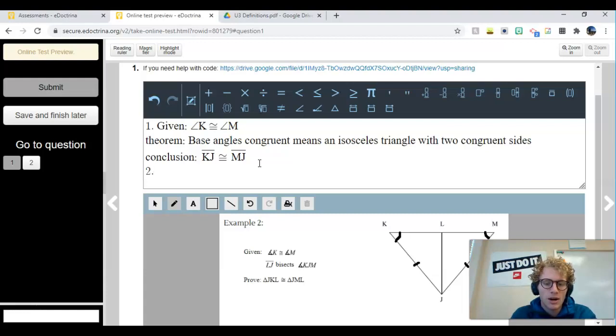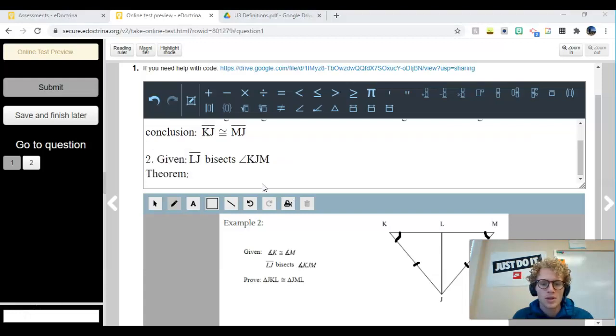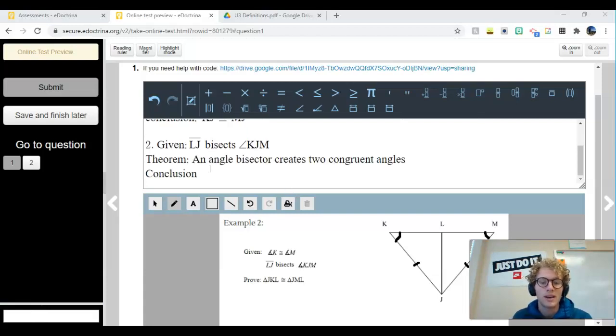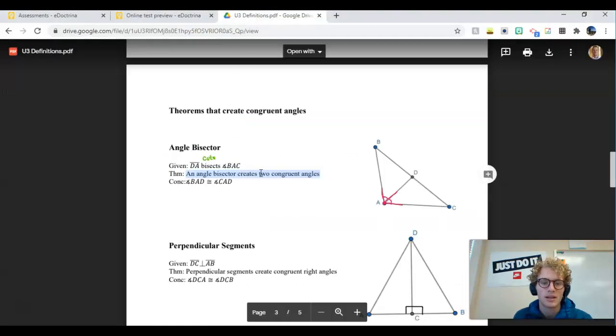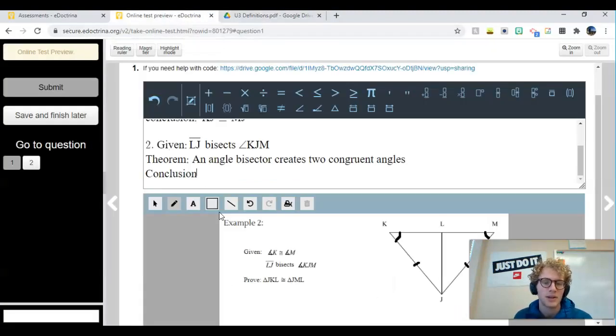Our next given is that LJ bisects angle KJM. So I see that LJ is a segment and it is bisecting this angle. So I've got an angle bisector. You should pause the video and go to the definition sheet and find the theorem that goes along with an angle bisector and see if yours matches mine. So there is what your theorem should have said. It is right here. Theorems that can create congruent angles, angle bisector. Looking for the word angle bisector. I found it. Come over here, copied, pasted.